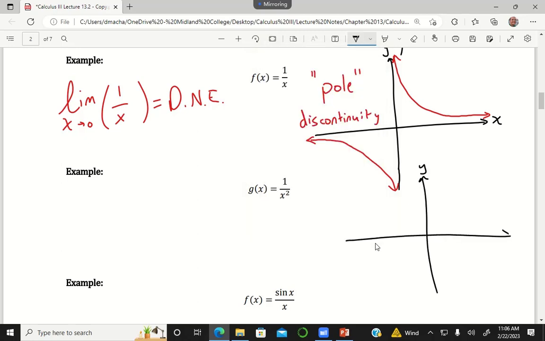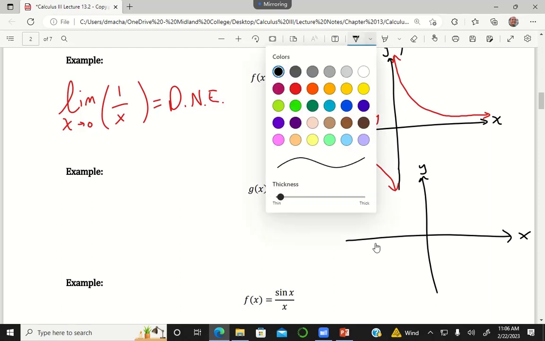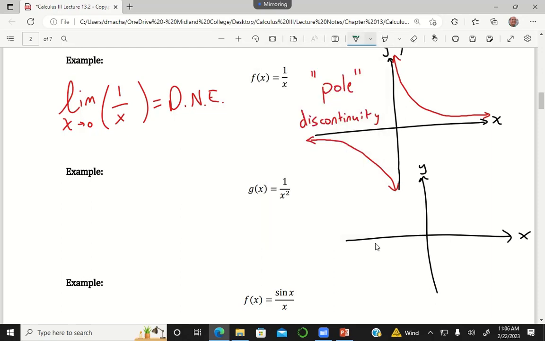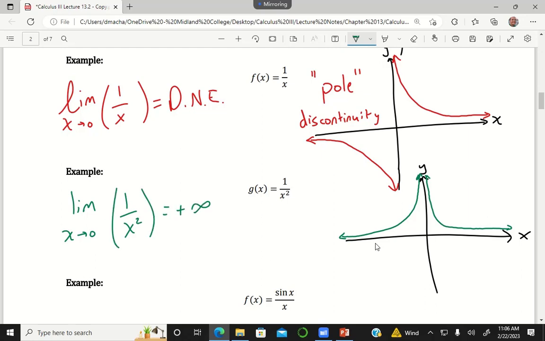In my next example, I have 1 over x squared. And so since x is squared, this always has to be positive. So we'll still have this kind of vertical asymptote or pole happening. But in this case, I think it would be valid to say that the limit as x approaches 0 of 1 over x squared could be plus infinity. Right? You're not approaching any given number, but at least the right side limit and the left side limit are approaching the same kind of infinity. They're both going to plus infinity.